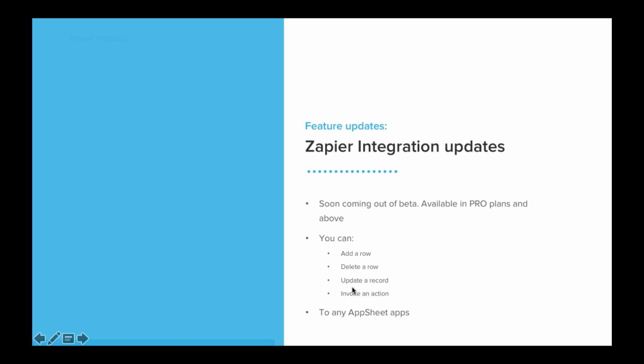So you can add rows, delete rows, update records, and invoke an action to any AppSheet app that you enable to take incoming calls from outside services. Now, I wonder if there's anybody in the community, in the call, that has tried Zapier already. And if not, I do want to spend a couple of minutes showing you how it's done.